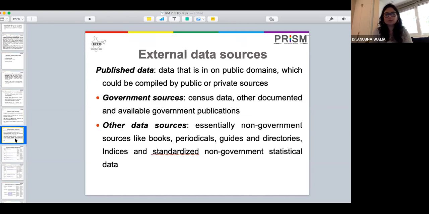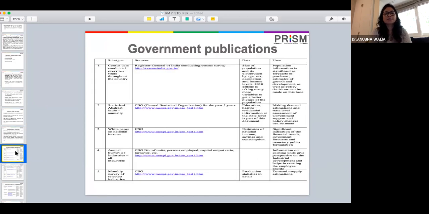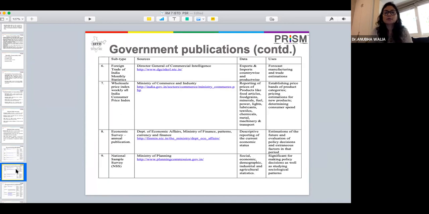Then there are also external sources, like common sources and other sources that we have. Just to give an example, we have the Statistical Abstract of India, published annually, white papers on national income, survey of industries that we use, monthly survey of selected industries. We also have foreign trade information, wholesale price index, which gets published, Economic Survey annual publications, NSS, a very strong one for the Planning Commission by the Government of India. That takes out a lot of information.